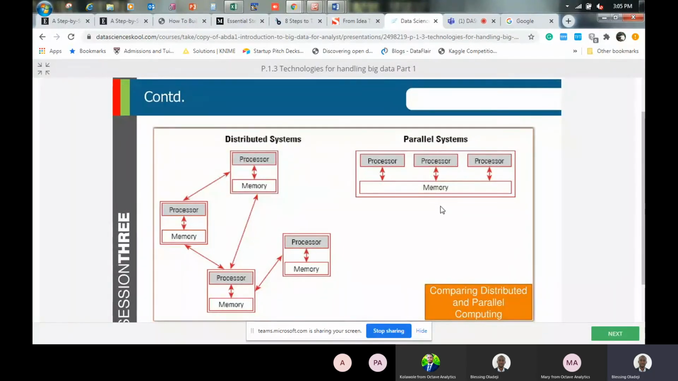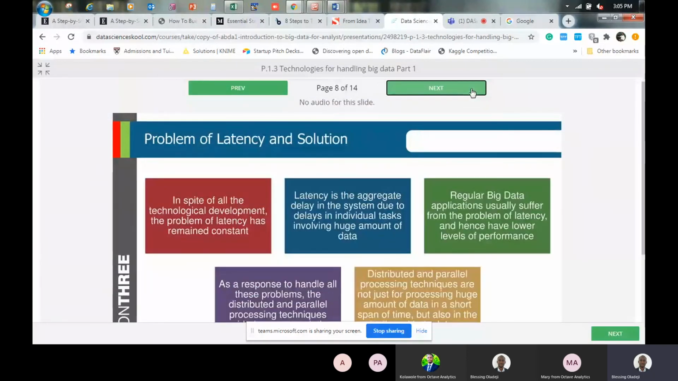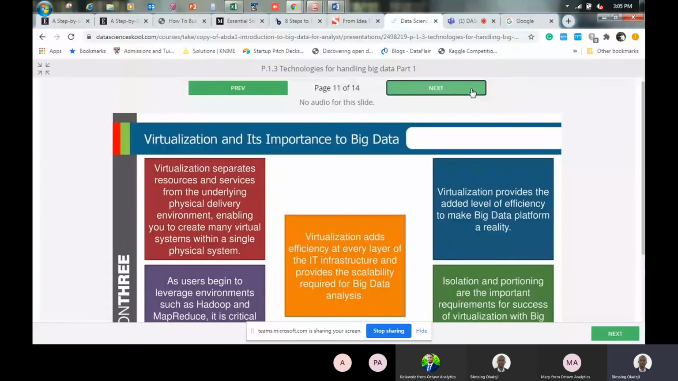So what virtualization tries to do is add efficiency to all the physical IT layer that is available. Some of that efficiency is in the physical space that is available, and even the cost that you have to incur.